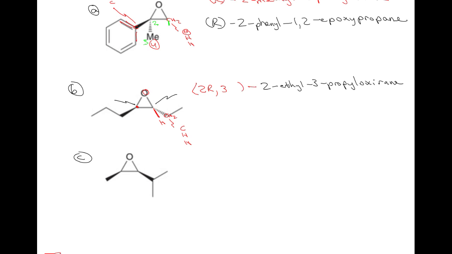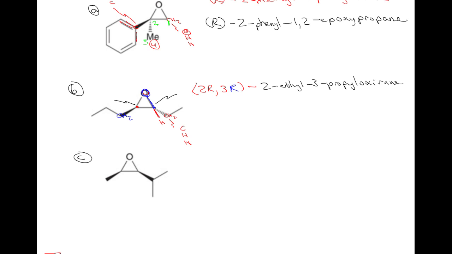Then we have to assign the stereochemistry at carbon 3. We'll do this one a little bit faster. I'll get the blue pen. So this is going to be our first priority group, the oxygen. This will be our second priority group because this carbon is attached to the oxygen, and then this would be our third priority group. So this group is also R. So we have 2R, 3R, 2-ethyl, 3-propyl oxirane.